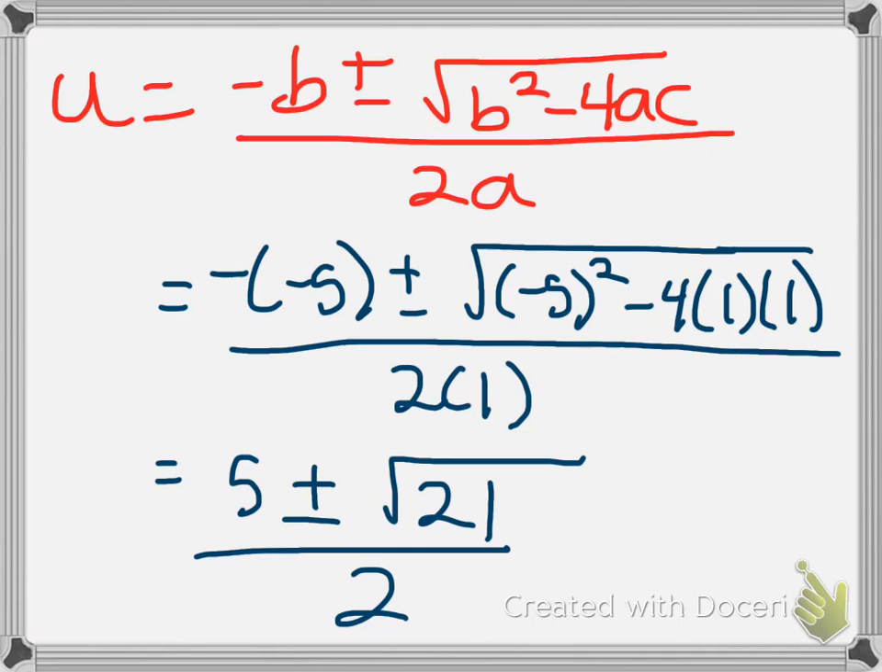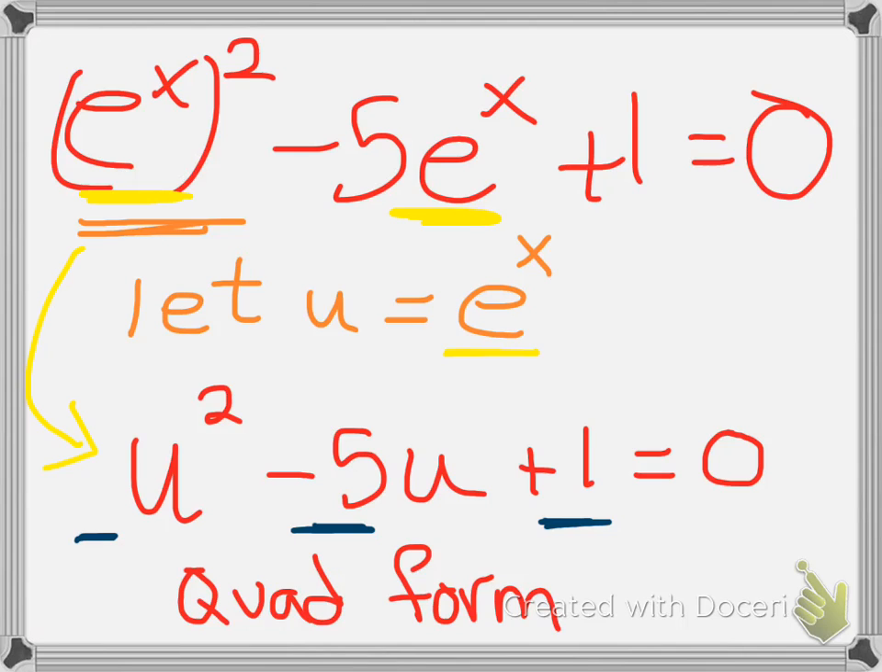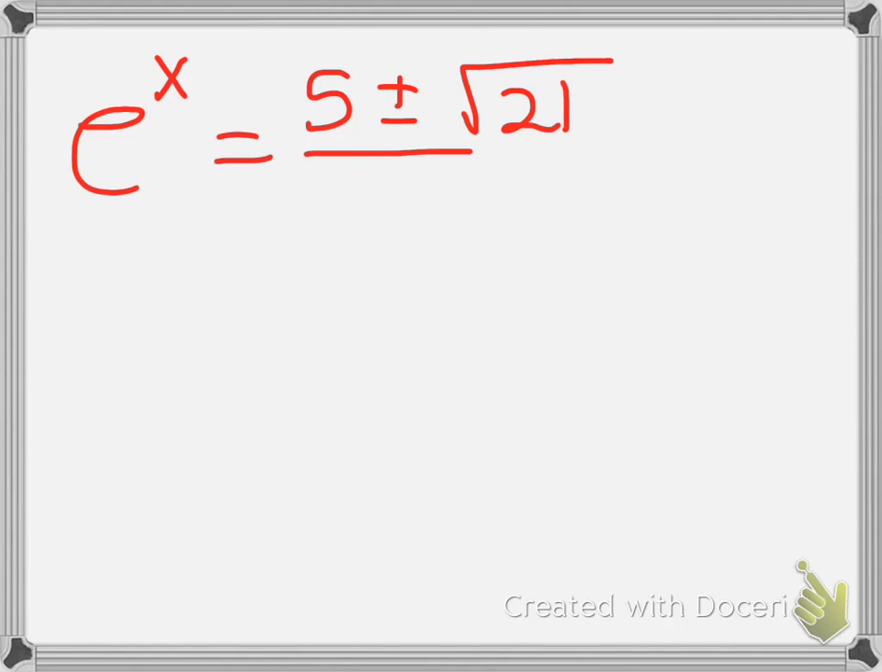So what did we end up with? That's what our u equaled. The problem was we needed to solve for x, though. So going back to remembering what we actually did when we let u equal e to the x, we now have e to the x equals 5 plus or minus the square root of 21 all over 2.